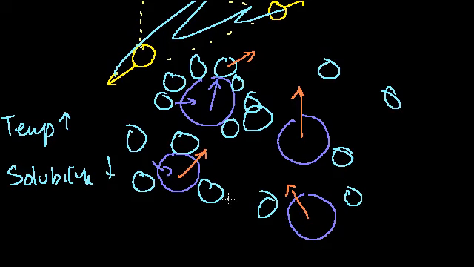Because these guys want to escape. They want to be free. They want to be away from other molecules, and they want to bounce around in open space. So anything that lets the system move around more, they're going to go up. And likewise, if temperature goes down, solubility goes up.